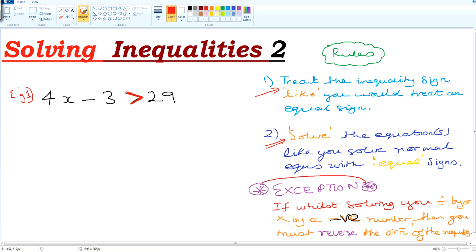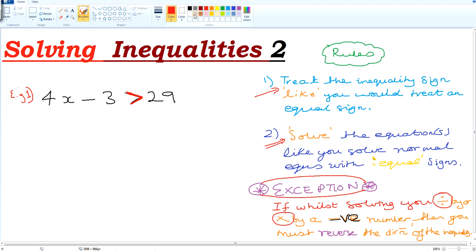What is the exception? Here's the exception. I'll put it in purple. If while solving you divide by or multiply by a negative number, then you must reverse the direction of the inequality. So that's the only exception. And I will be giving you an example of that in this video, inshallah. Okay, so let's do this first question.